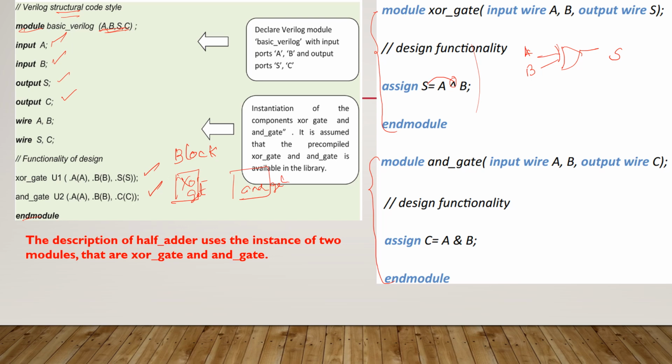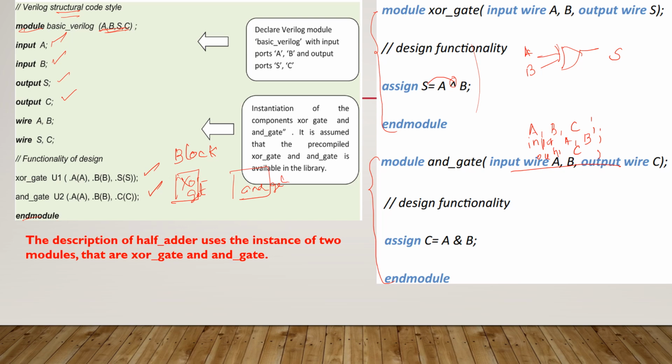Similarly, here is another module, AND_gate. The input is wire. Here we have directly declared input wire A, or else you can write input A, B, output C. Like that we can write, but all the lines have to end with a semicolon. Finally, this option is available in Verilog: in a single line, we can write the program. This way we can write the code efficiently.